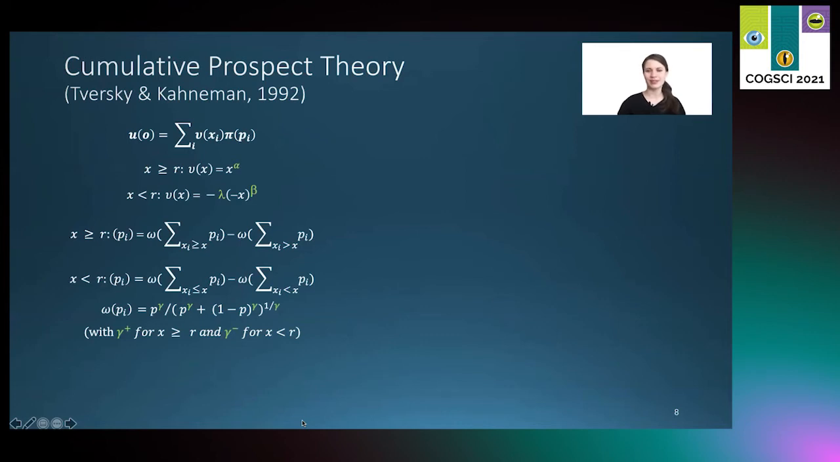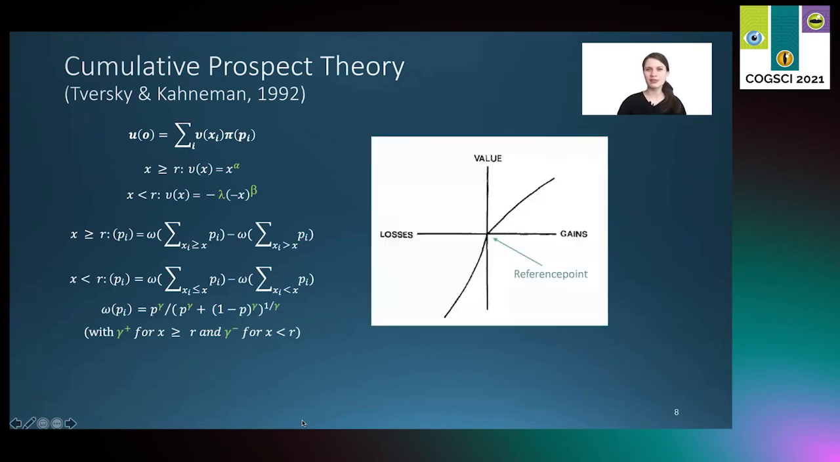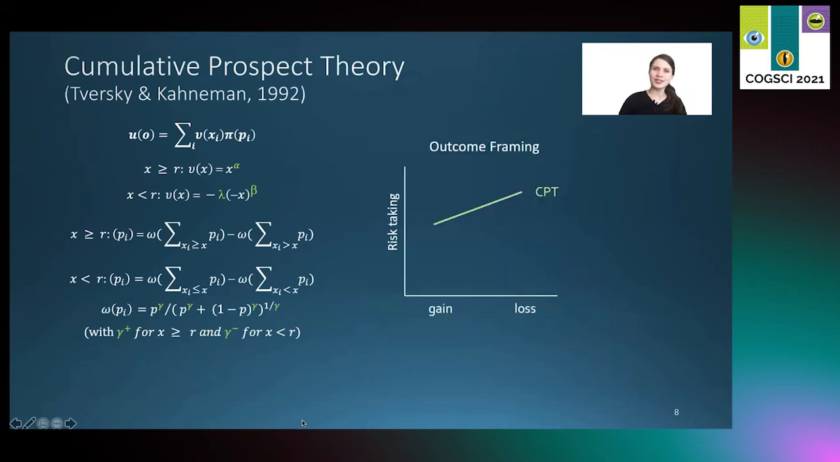describe outcome framing effects. This is because prospect theory assumes a different value function for outcomes above the reference point and outcomes below the reference point. Outcomes above the reference point are gains, and outcomes below the reference point are losses. Based on this different value function for gains and losses, cumulative prospect theory can describe more risk-taking for losses than for gains. Importantly, cumulative prospect theory does not consider goals or states.